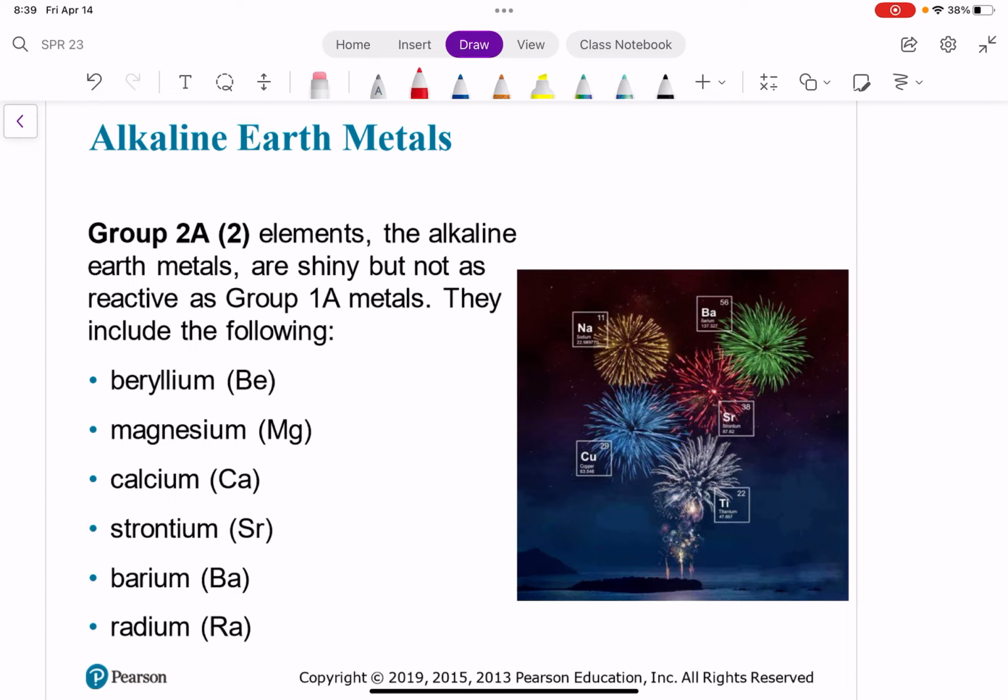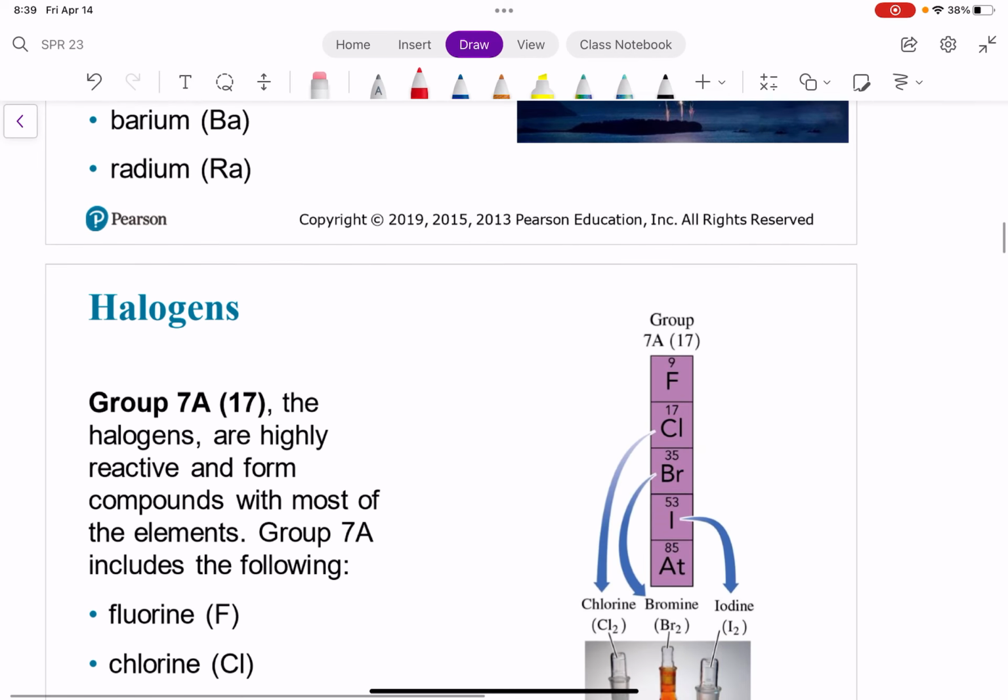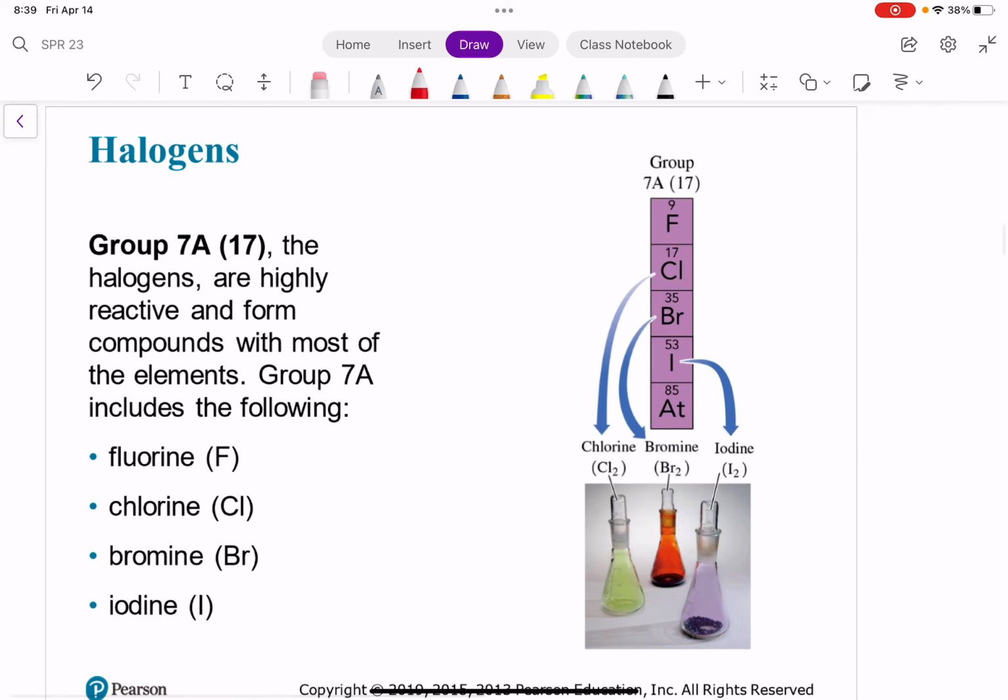Okay, and then alkaline earth metals, they're still reactive, but they're not as reactive as the group 1A metals. And they are used in fireworks because they're really, really bright. It's interesting, copper is blue in fireworks, and we'll actually see copper looking blue in lab. So kind of interesting.